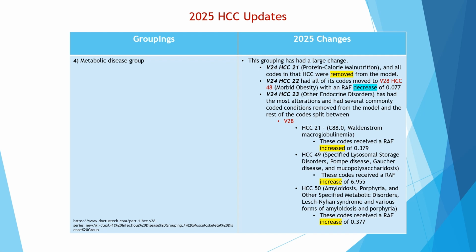HCC 21, C88.0, Waldenström macroglobulinemia. These codes received a RAF increase of 0.379. HCC 49, specified lysosomal storage disorders, Pompe disease, Gaucher disease, and mucopolysaccharidosis. These codes received a RAF increase of 6.955.